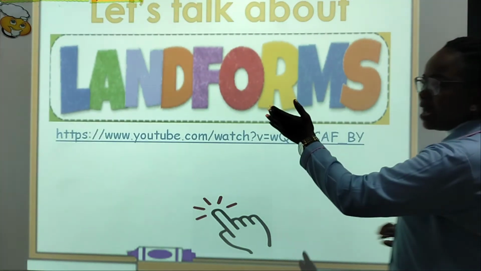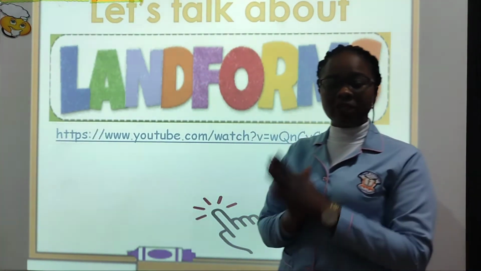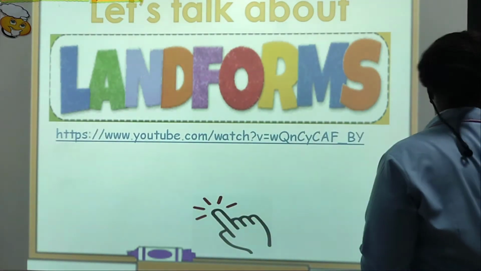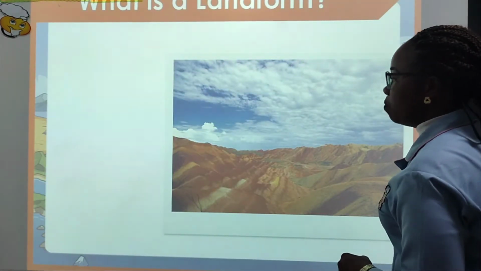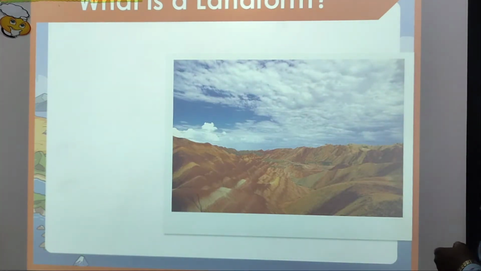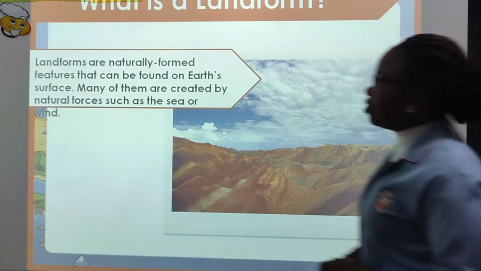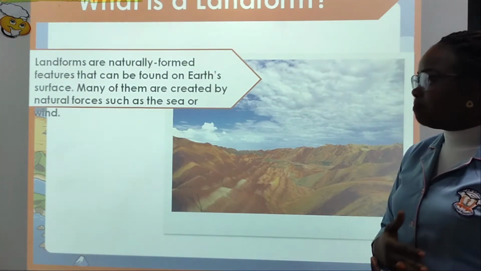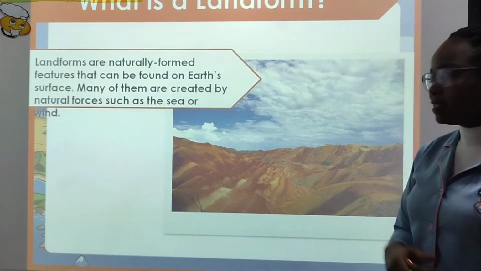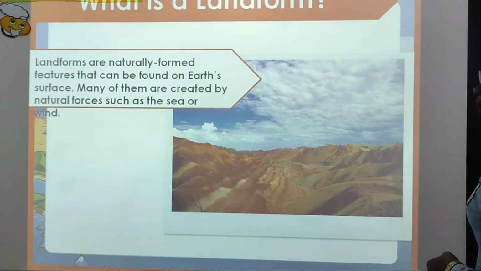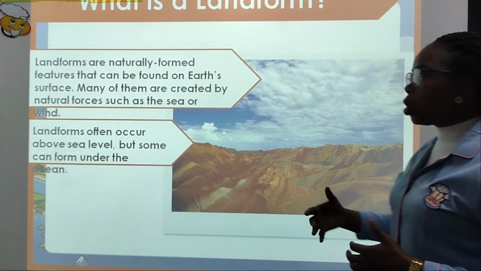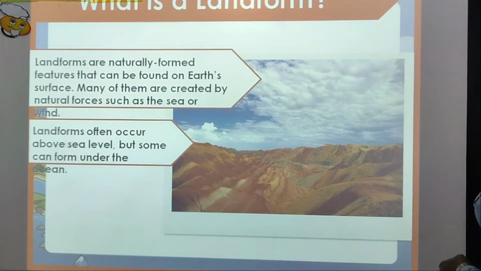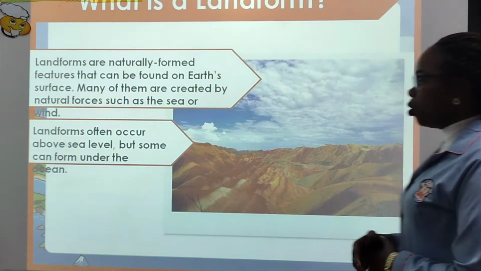Now let's talk about landform. Remember, our topic is land and water form, but we will be looking at the landform. What is a landform? Landforms are naturally formed features that can be found on Earth's surface. Many of them are created by natural forces such as the sea or the wind. Landforms often occur above the sea level, but some can form under the ocean. Some landforms can form under the what? Ocean.